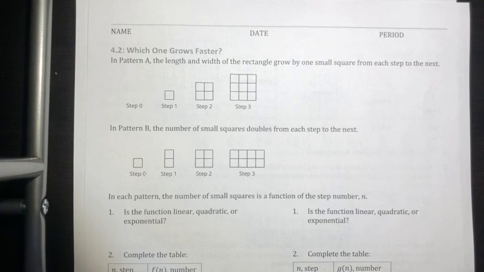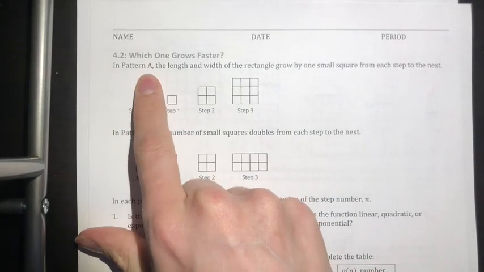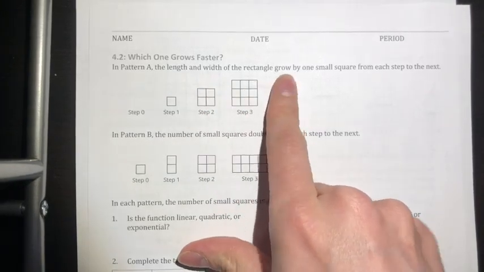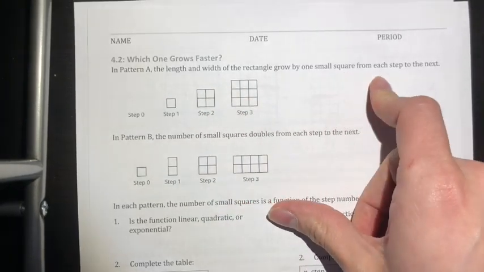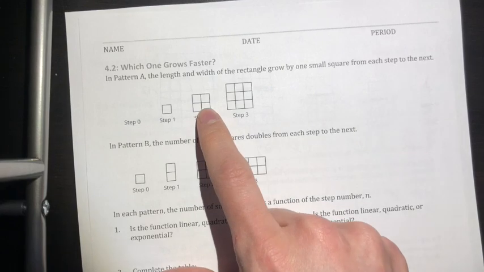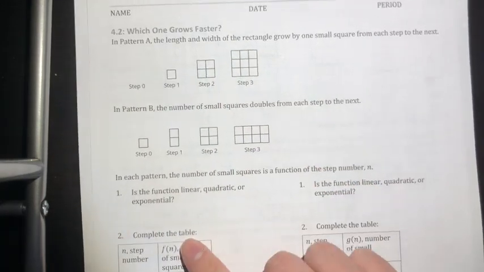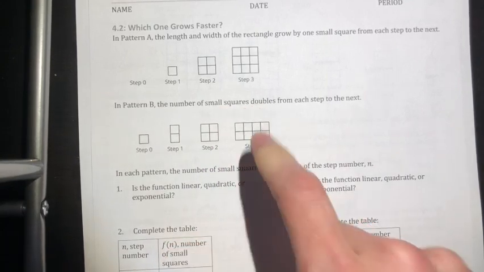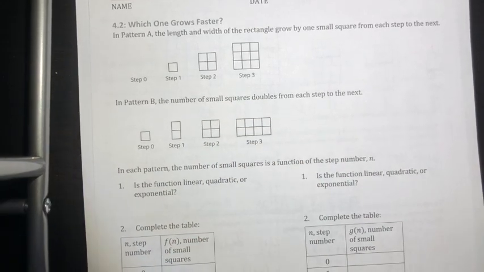So here we have a couple patterns. We have pattern A, and we have pattern B. This one says the length and the width of the rectangle grow by one small square from each step to the next. So my length goes up 1 and my width goes up 1. And in pattern B, the number of small squares doubles from each step to the next. So you have two different patterns going on.